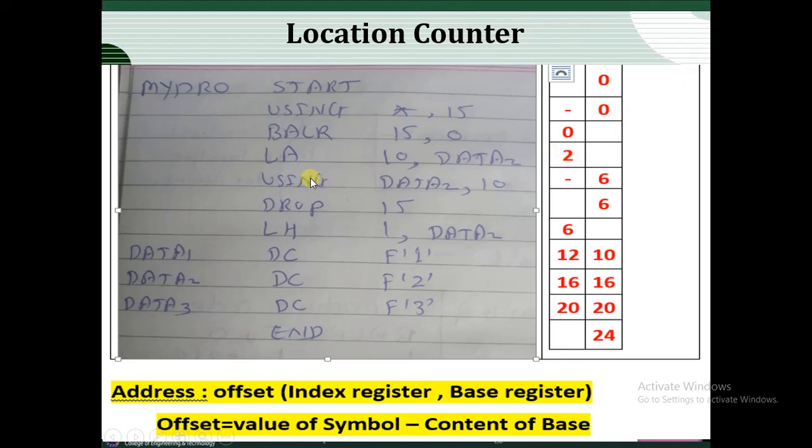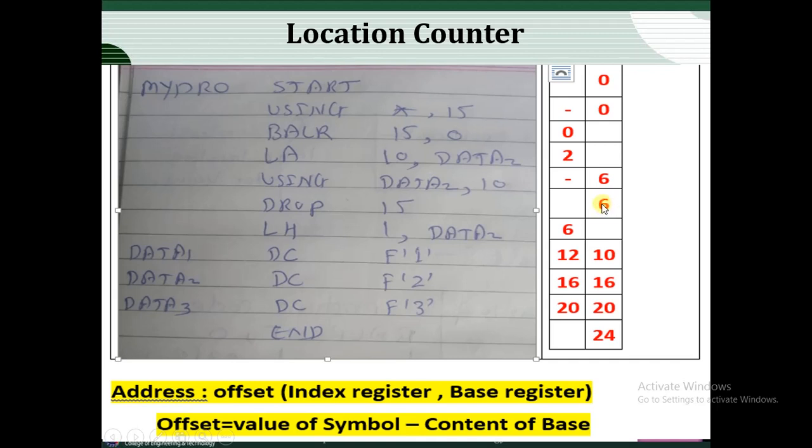Now again we have the LA instruction. LA is an RX type of instruction, so it will take 4 bytes. After the LA, the USING is a pseudo opcode, so we write the 4 in the pseudo opcode location. Again, DROP is a pseudo opcode, so here we give the 6.